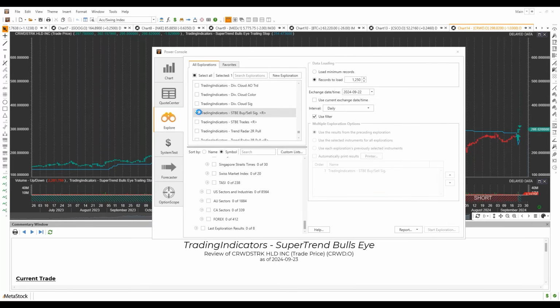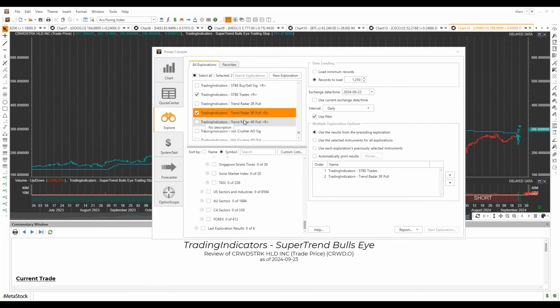All right, I'm going to change the explorations from finding symbols with entry signals on the current bar to finding symbols which are currently either long or short, but the trend or the trade could have been initiated a couple of bars ago. So this is one thing I'm going to do. And I'm going to use another scan which looks for symbols which currently have a pullback according to our Trend Radar indicator. You can see it here.